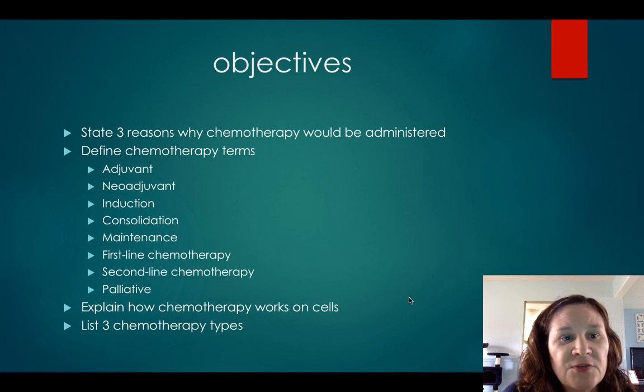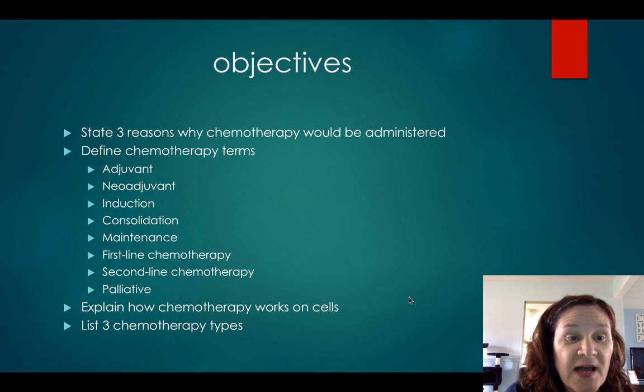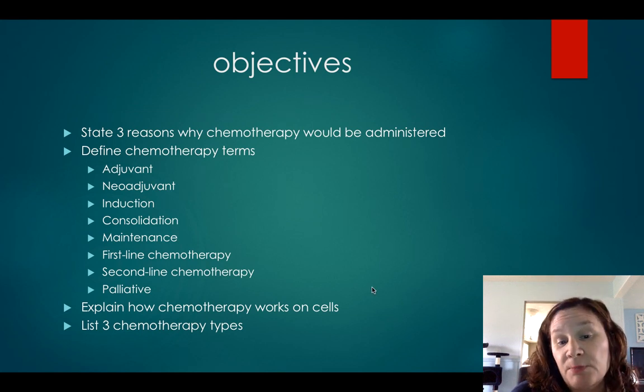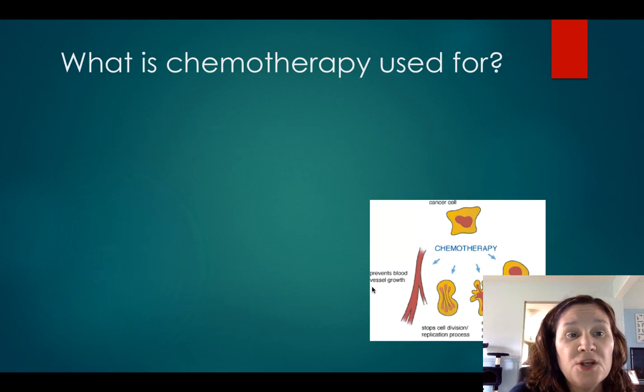So the objectives for this session are to state three reasons why chemotherapy would be administered, define chemotherapy terms, and I know it seems like there's a lot: adjuvant, neoadjuvant, induction, consolidation, maintenance, first-line chemotherapy, second-line chemotherapy, and palliative. We also want to explain how chemotherapy works on the cells, and I want you to be able to list 3 chemotherapy types.